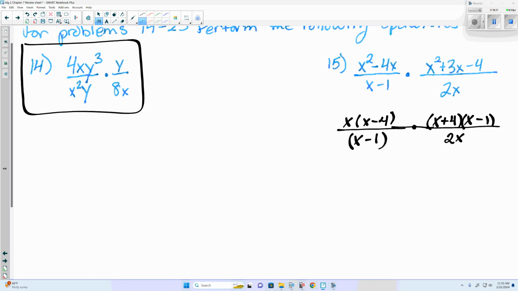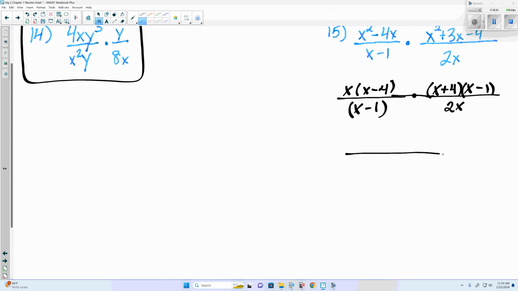Now at this point, we can multiply this together. And when we multiply together, we have x times x minus 4 times x plus 4 times x minus 1 over 2x times x minus 1. Greatest common factor on top and bottom would be, and there's one other thing, that would be our x and x. Would simplify out.